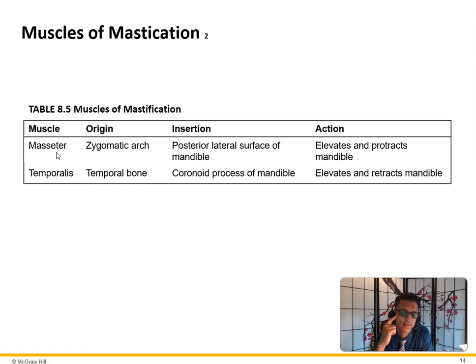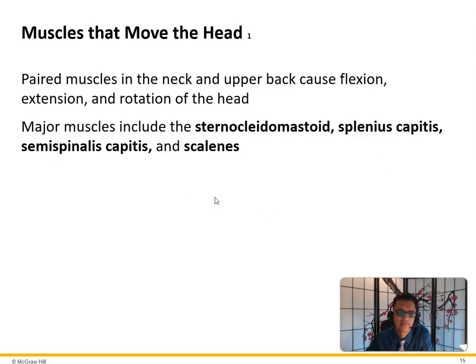So the masseter: zygomatic arch, insertion on the posterior lateral surface of the mandible. So it elevates. If I'm chewing, it will elevate and protract my jaw or mandible. Temporalis inserts on the coronoid process of the mandible. You remember that? So it elevates and retracts the jaw. Okay, so protraction, stick your chin out, and then take your chin in. So temporalis helps give you a double chin, right? If you wanted to.